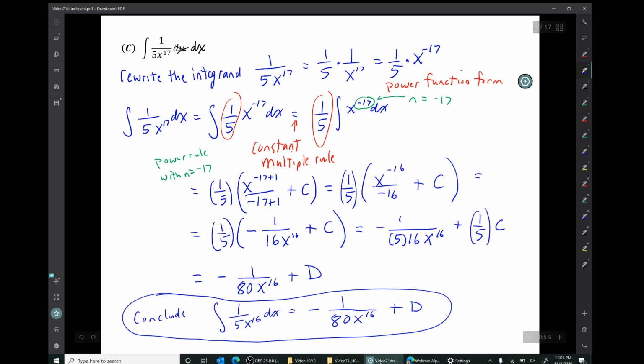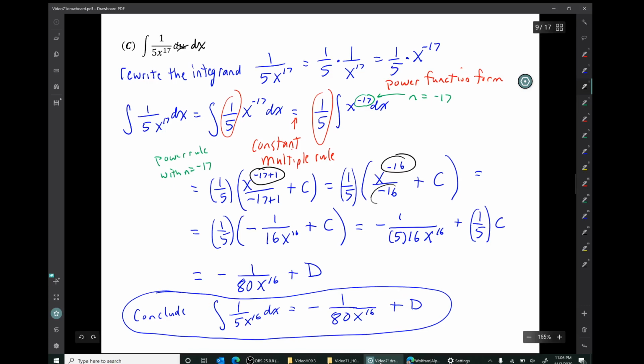So there's our result. A lot of steps there, starting with the constant multiple rule, then using the power rule with n equals -17, and then a whole bunch of careful simplifying, being careful to note that -17 plus 1 is -16, so I end up with an exponent of -16 and a new denominator of -16. And then being very careful.